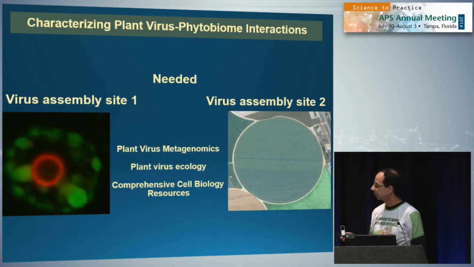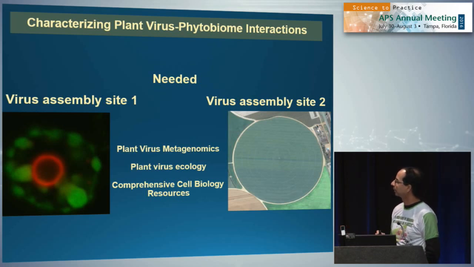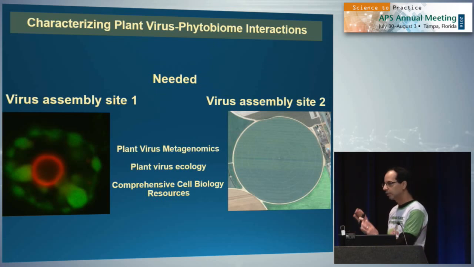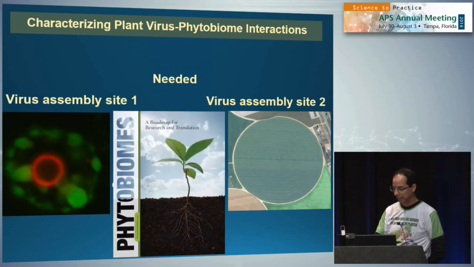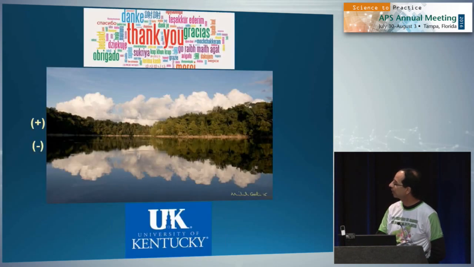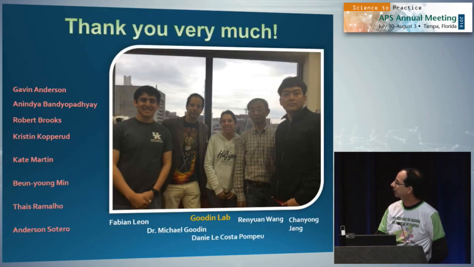Coming back to my starting slide, I'm done. We have our two assembly sites. It's an exciting time. Plant virus metagenomics and plant virus ecology are a huge part of the future of plant virology. And on the cell biology side, we really need these comprehensive cell biology resources to be integrated into the Phytobiome story. So thank you for your attention, and thanks to the folks in the lab.